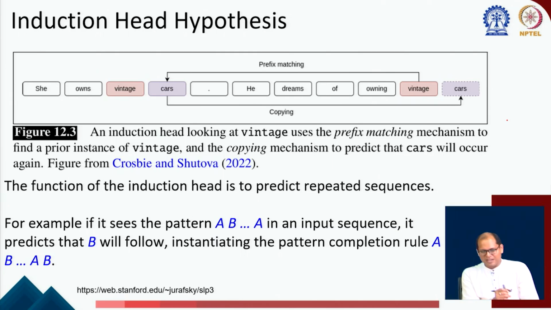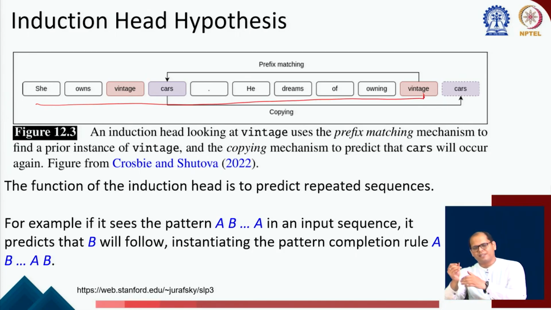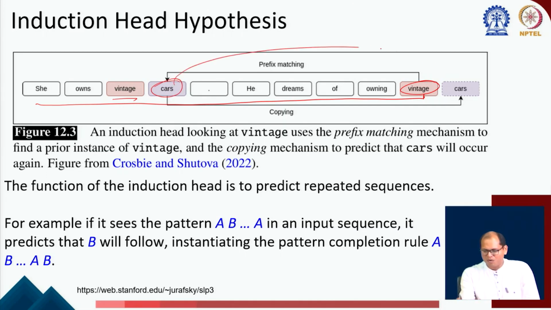You see an example here. You are in your model at this point. You have seen words till now, and you have to predict the next word. How does it predict the next word? It will try to match wherever it finds a similar prefix. In this context, the same word vintage has occurred previously. So it tries to match, and there it finds the word cars and copies it.